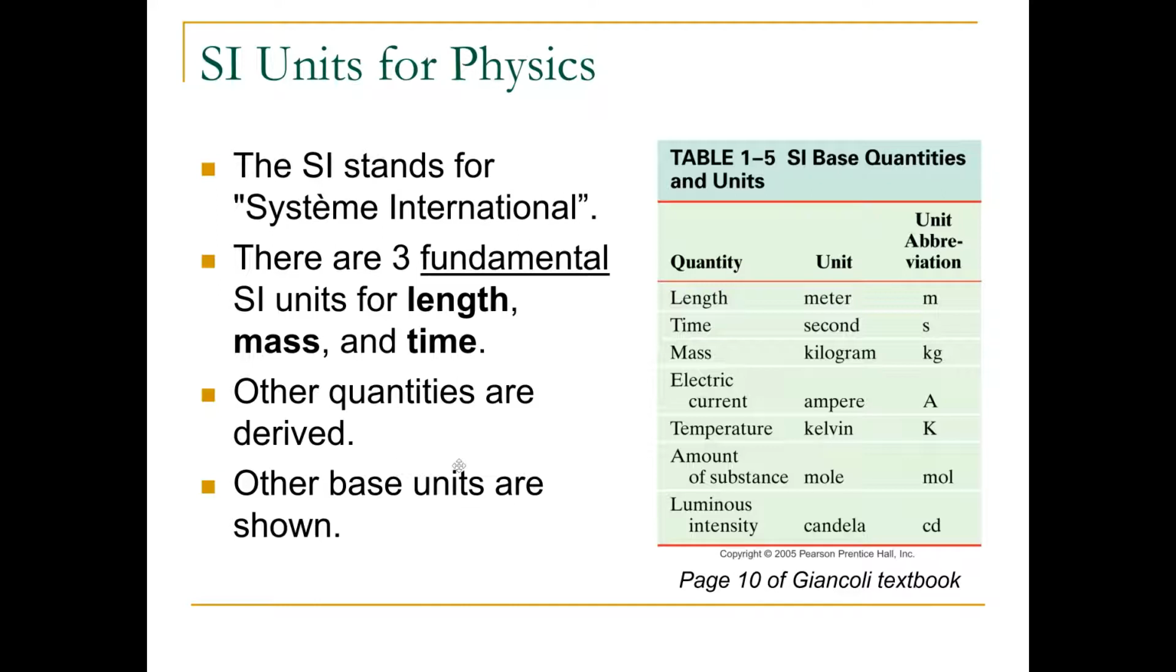This table lists some base units. There are other units that you can derive from these. Base units, meter and second. If we take the ratio of those, if we have meters per second, that is a derived SI unit for speed or velocity.